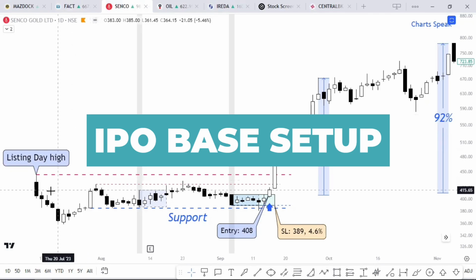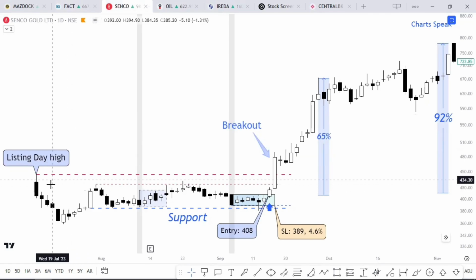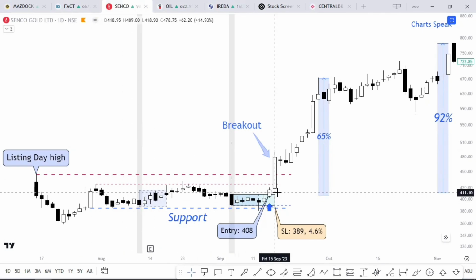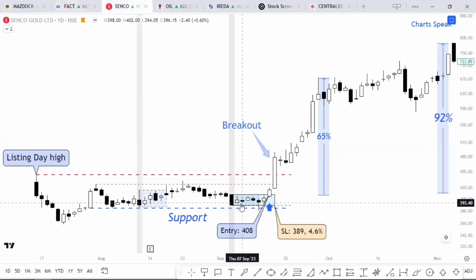After the primary listing in the market, the stock was continuously falling. It made a new low and then bounced, traded sideways for more than a month, and then formed the master candle setup near the support level, which was 380.